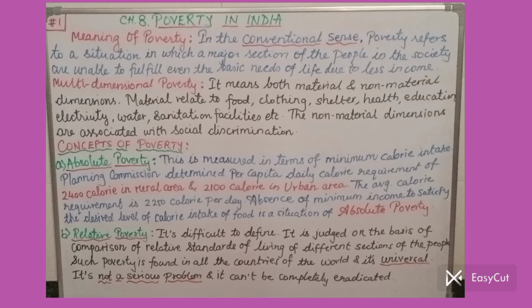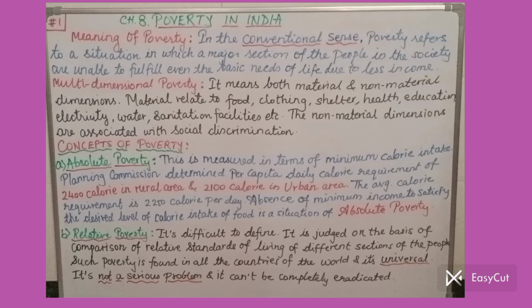Now, this is really a serious situation. It's a serious problem for the country to solve, and for this the country is taking many measures which we will learn in the coming lectures of this chapter. So absolute poverty is a serious problem for the country. Now the second concept is relative poverty. From the word itself we know relative means comparative. That means people compare themselves with each other and feel that they are poor.